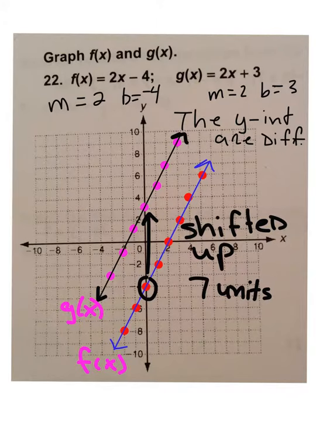On this particular problem, I graphed both of them. And notice they're parallel because they have the same slope. However, the y-intercept went from negative 4 to positive 3. That is a shift upward of 7 units.